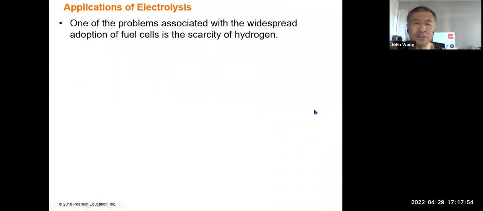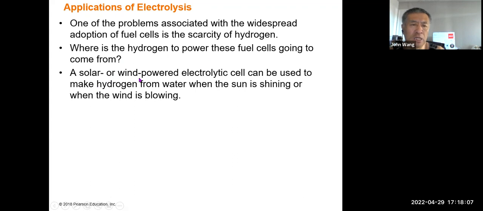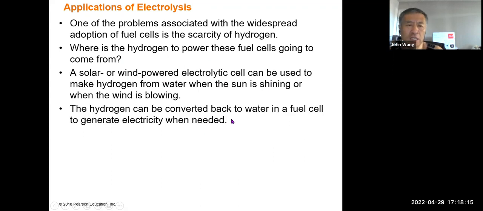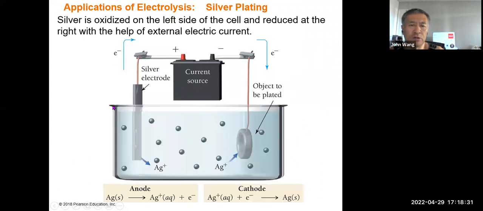One of the problems associated with the widespread adoption of fuel cells is the scarcity of hydrogen. Where will the hydrogen to power the fuel cell come from? A solar or wind powered electrolytic cell can be used to make hydrogen from water when the sun is shining or when the wind is blowing. That's a good idea. You can use them in a spacecraft. Then the hydrogen can be converted back into water, and they can drink the water. So hydrogen made in this way can probably be used to power fuel cell vehicles.